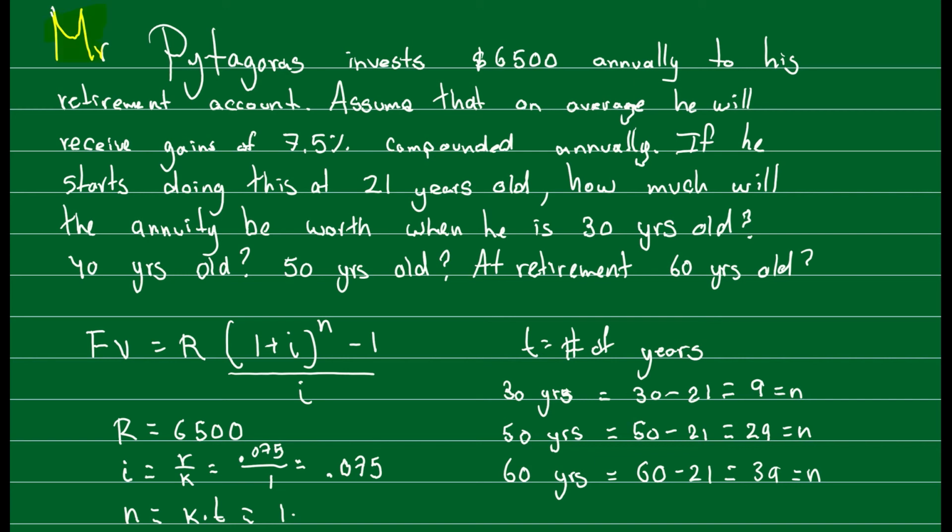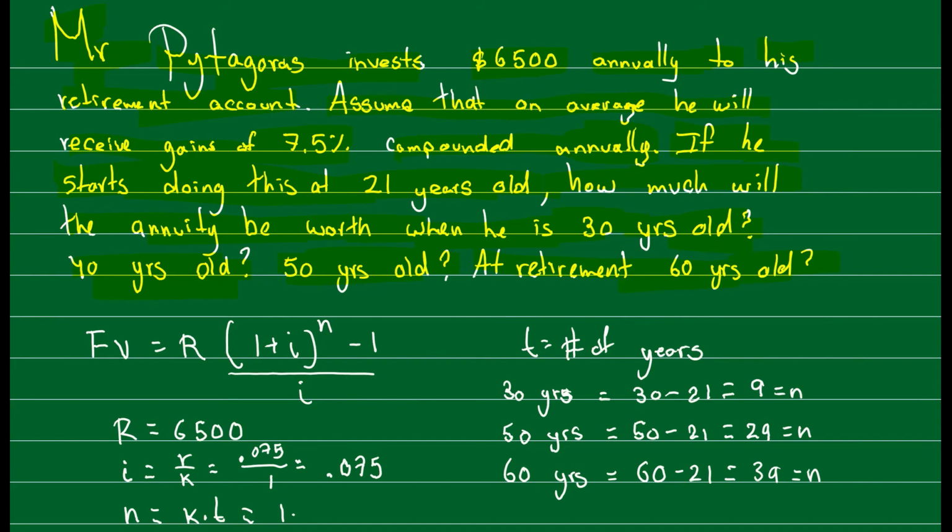So Mr. Pythagoras invests $6,500 annually to his retirement account. Assume that on average he will receive gains of 7.5% compounded annually, only once per year. If he starts doing this at the age of 21, how much would this annuity be worth when he's 30 years old, when he's 40 years old, 50 years old? What about at retirement when he's 60 years old?